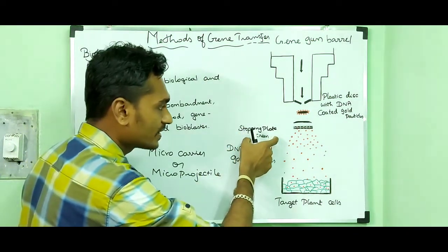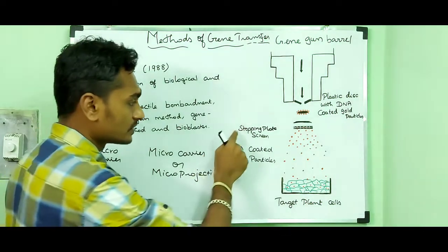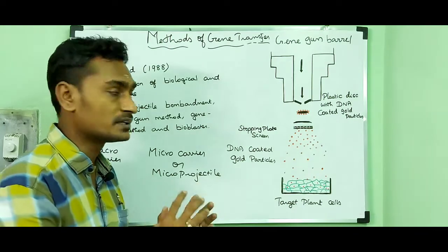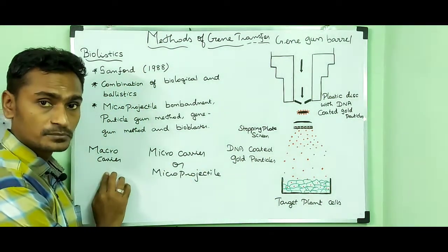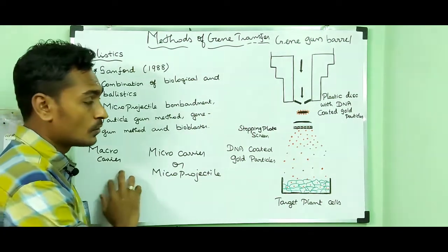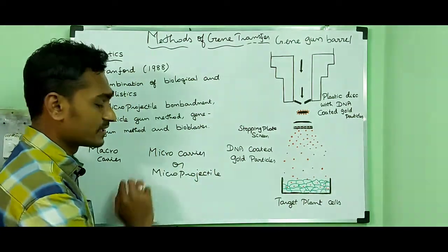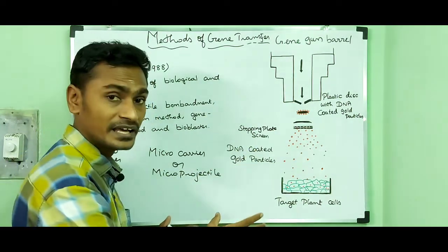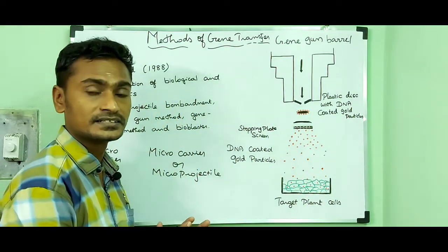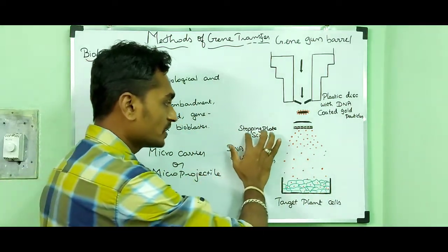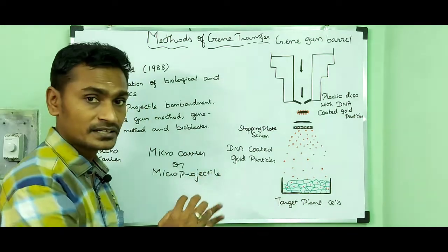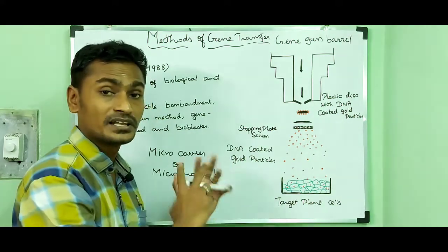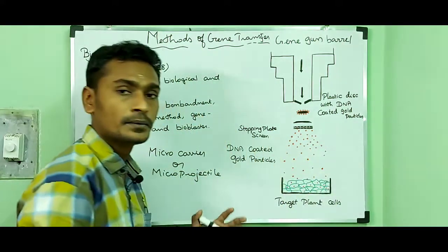So here you can find the stopping plate. The stopping plate does not permit the movement of the macrocarrier. At that time, the microcarrier, that is the DNA coated with the gold particles, is propelled at high speed and enters into the plant material.